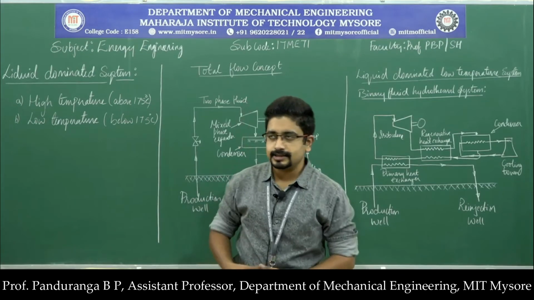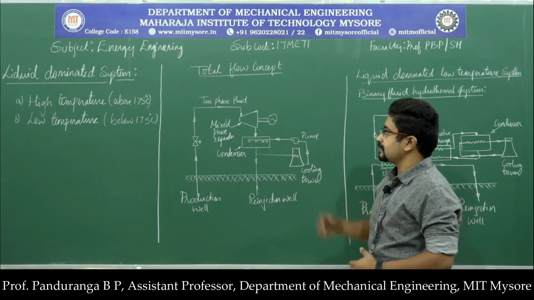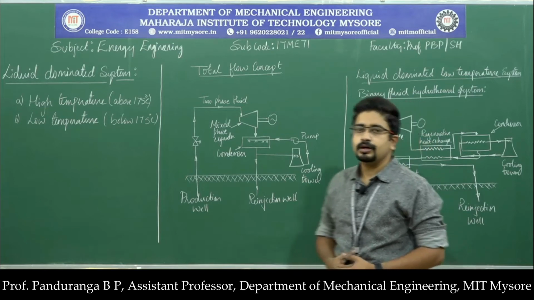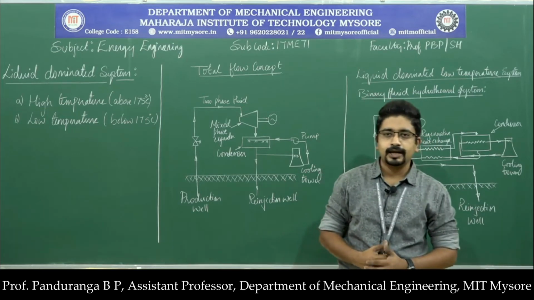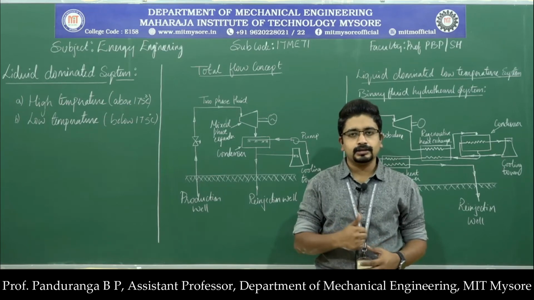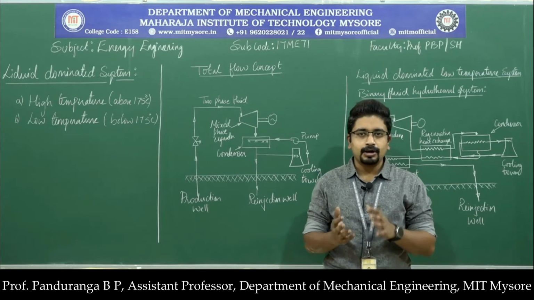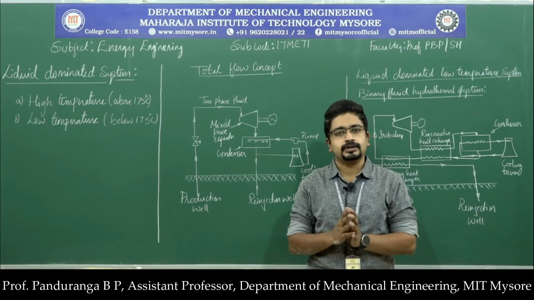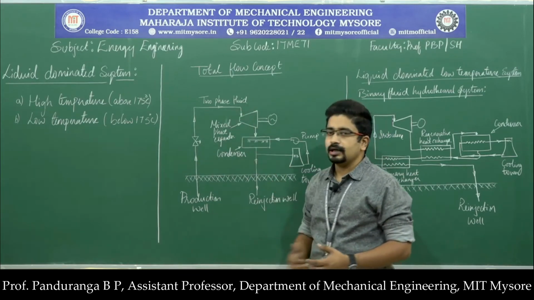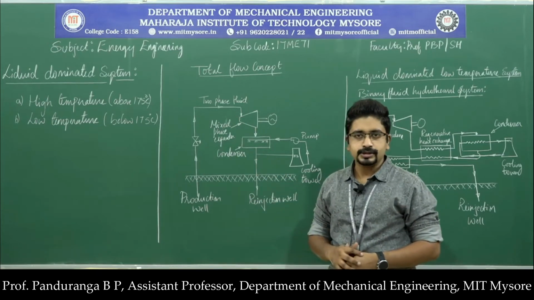The next way of utilizing high temperature liquid dominated system is a concept called total flow concept. So in the previous case, if you remember, we had a flash separator, and the steam was separated and the hot brine was separated, and that was re-injected back to the geothermal source. So a part of thermal energy was not utilized in the previous two methods. The concept here is to utilize all the fluid coming out of the geothermal source to produce energy.